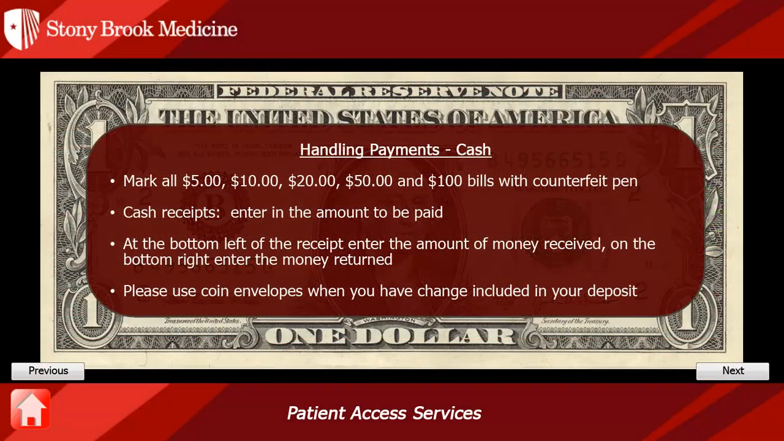Handling payments. Cash. Mark all $5, $10, $20, $50, and $100 bills with the counterfeit pen. Cash receipts. Enter in the amount to be paid. At the bottom left of the receipt, enter the amount of money received. On the bottom right, enter the money returned. Please use coin envelopes when you have change included in your deposit.